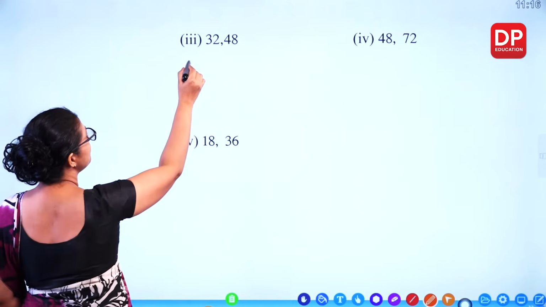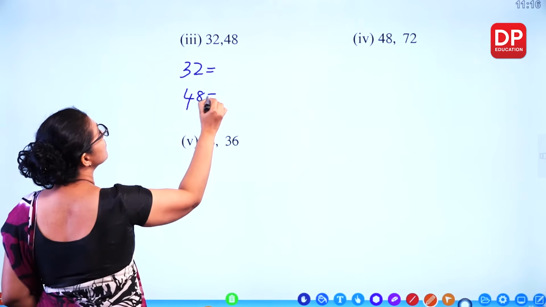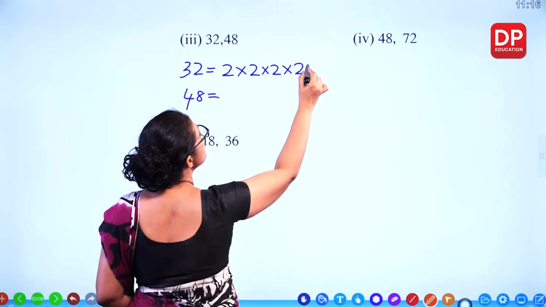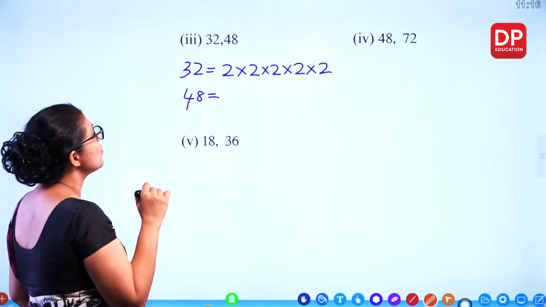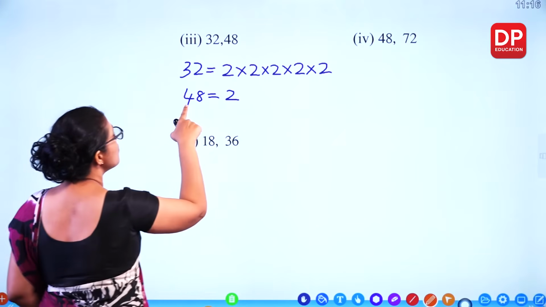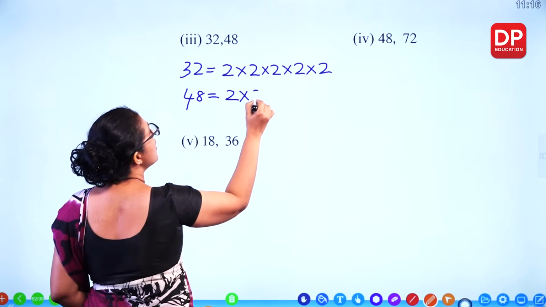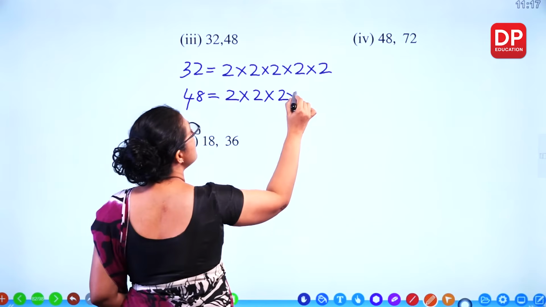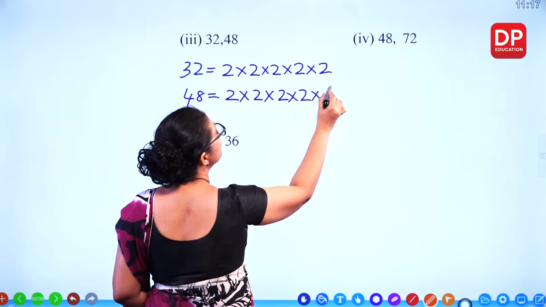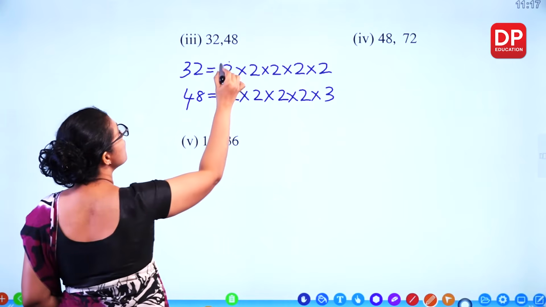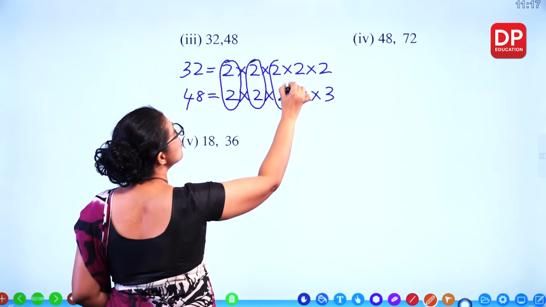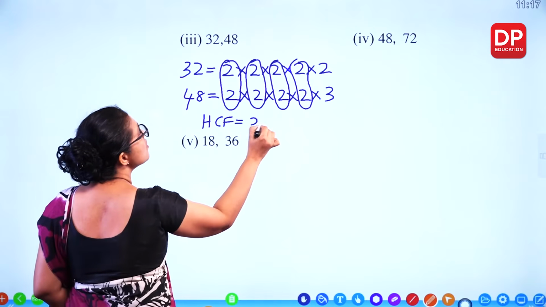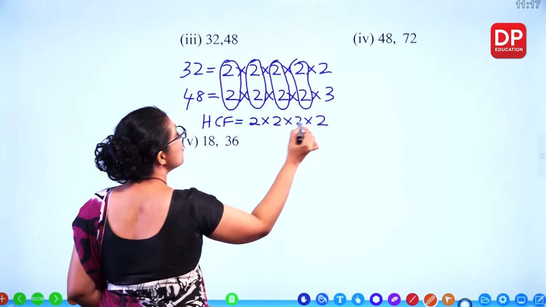32, 48. 32, we know that. 2 times 2, 4. 4 times 2, 8. 8 times 2, 16. 16 times 2, 32. 48. Divide by 2, then you get 24. Again divide by 2, 12. Divide by 2, 6. Divide by 2 again, that's 3. So what are the common factors? 2, 2, 2, 2. So 2, 4 times. So the highest common factor is 2 times 2 times 2 times 2. That's 16.